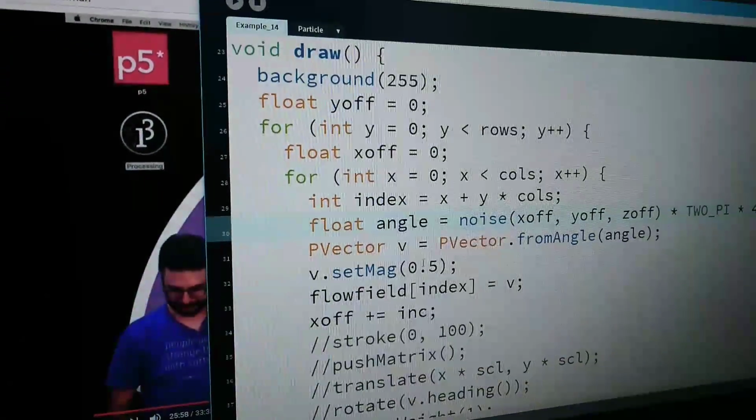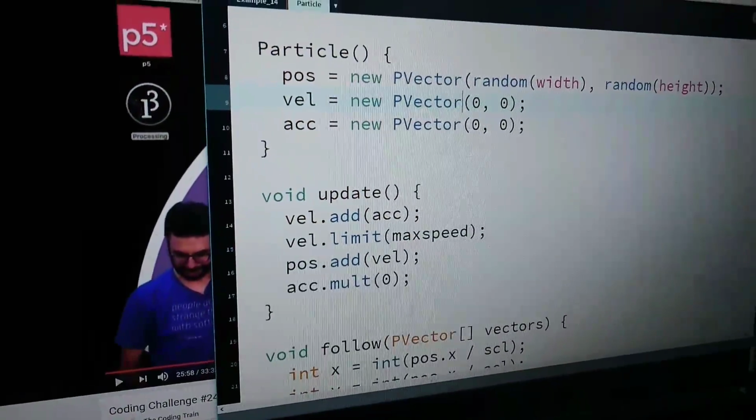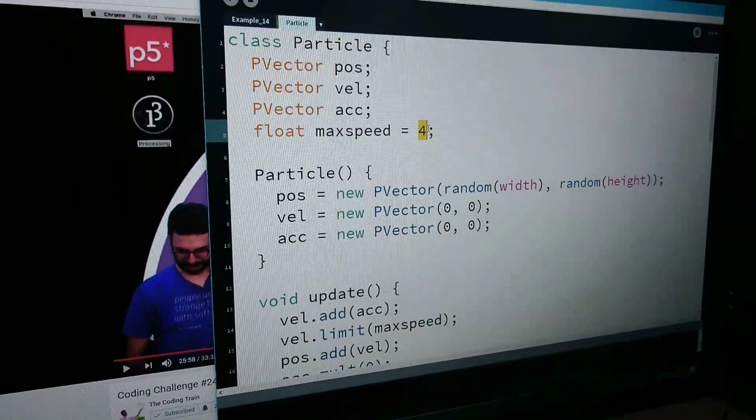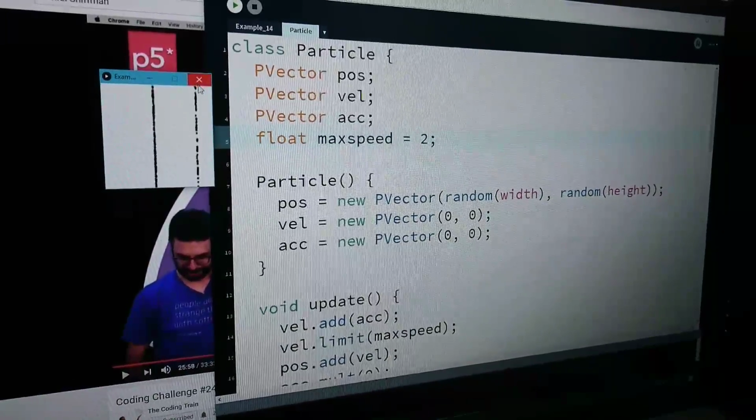Let's just set magnitude to 1 and have a little lower maximum speed. Oh, this is nice.